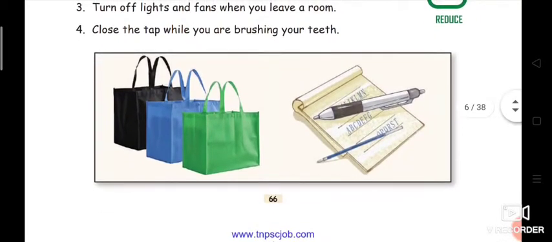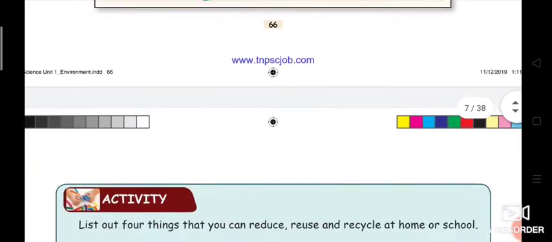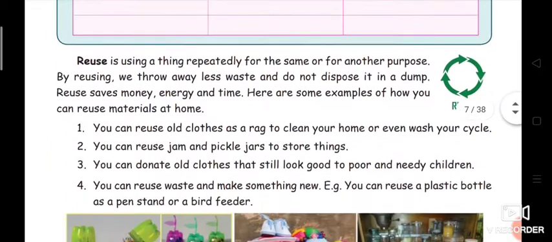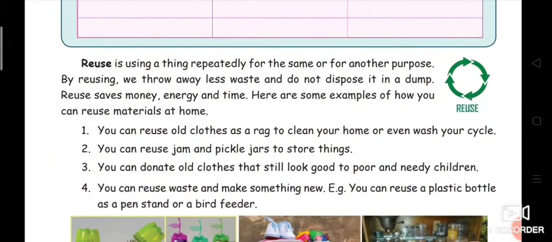Okay, so here we have the picture of cloth bag and refill pen. You can reduce this waste management by using all these kinds of things. Okay, so next we are going to learn about reuse. So first we have learnt about reduce. Now we are going to learn about reuse.